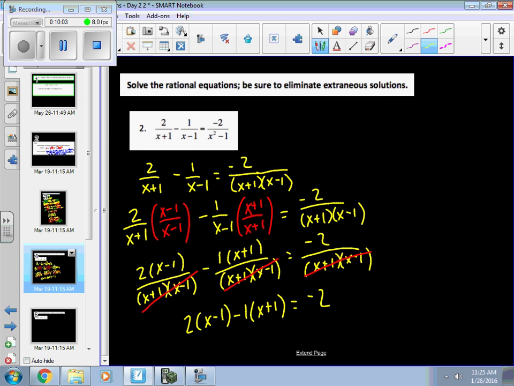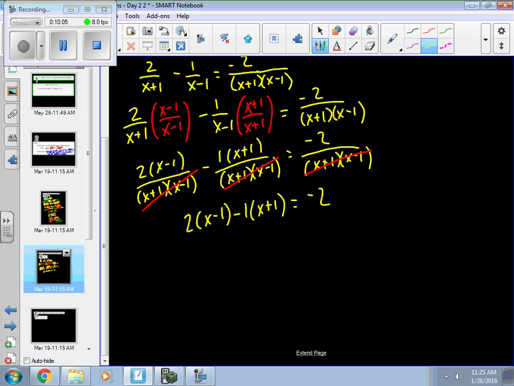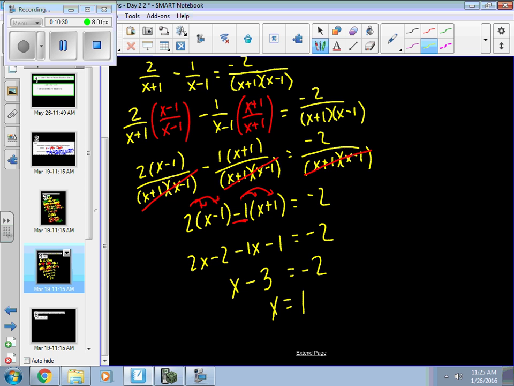All right, so if we solve this out, looks like there's some distributing to be done here. Distribute here, distribute here. Now, one thing to be really noticeable about, make sure we're distributing -1 on that second one, not just 1. So you got 2x minus 2 minus 1x. -1 times +1 is -1. If we combine like terms here, we got x minus 3 equals -2. Adding 3 to both sides, it looks like our answer is 1.